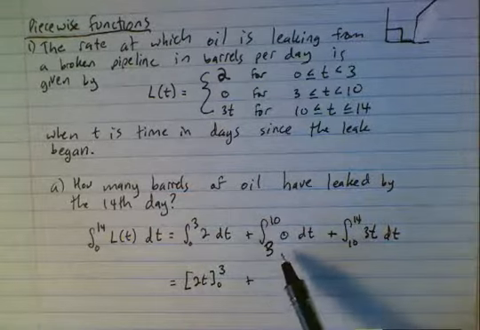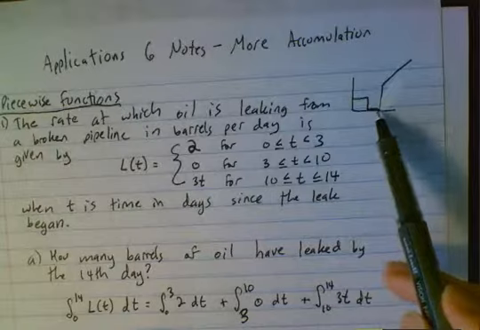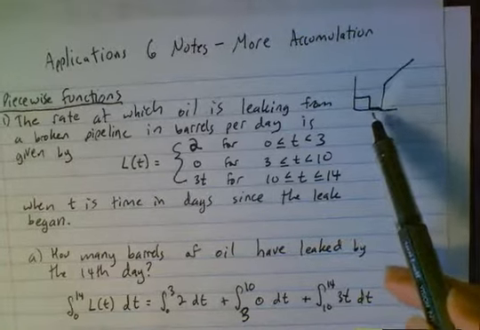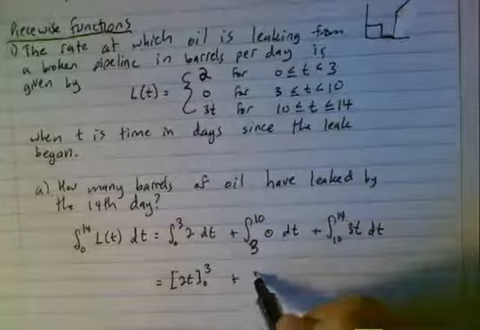This one, the integral of 0, it's this piece right here. The rate of change is 0. So there's no area under the curve. The integral of 0, regardless of the numbers, is always 0.